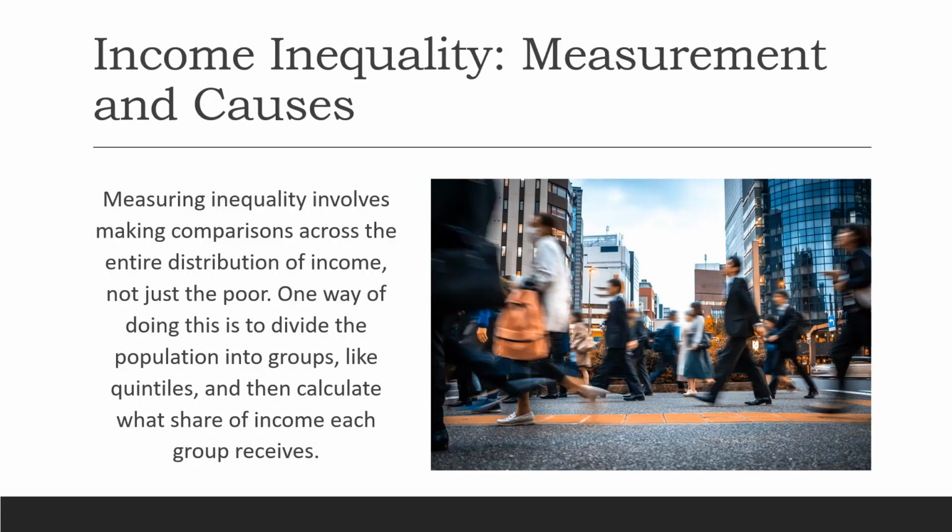As we know, more than poverty, what is really important from the economic perspective is income inequality. And so we check measurement and causes. Basically, measuring inequality involves making comparisons across the entire distribution of income, not just the poor. One way of doing this is to divide the population into groups, like quintiles, and then calculate what share of income each group receives. An alternative approach is to draw Lorenz curves, which compare the cumulative income actually received to a perfectly equal distribution of income.